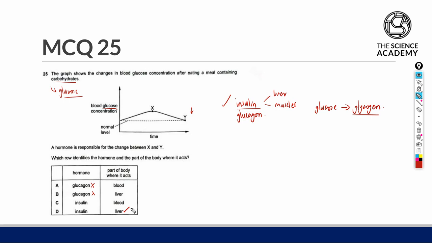Therefore, the liver is the part of the body, or the organ, where the insulin hormone acts, and option D will be the correct answer.